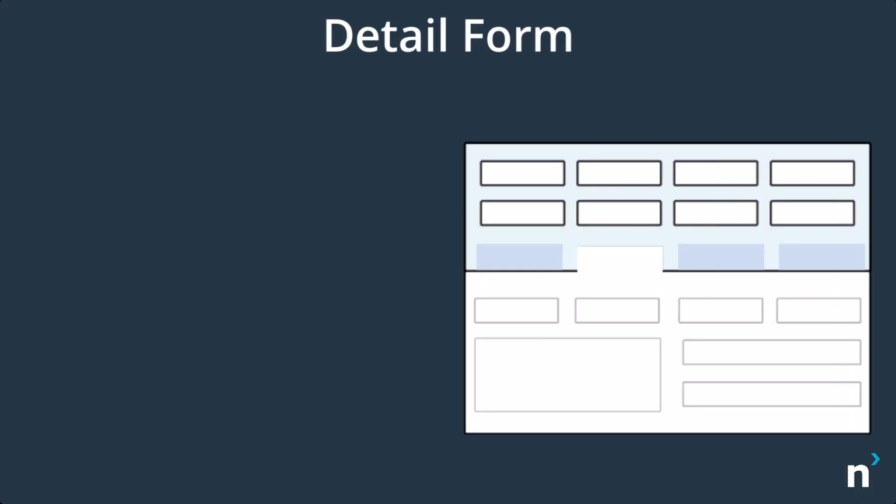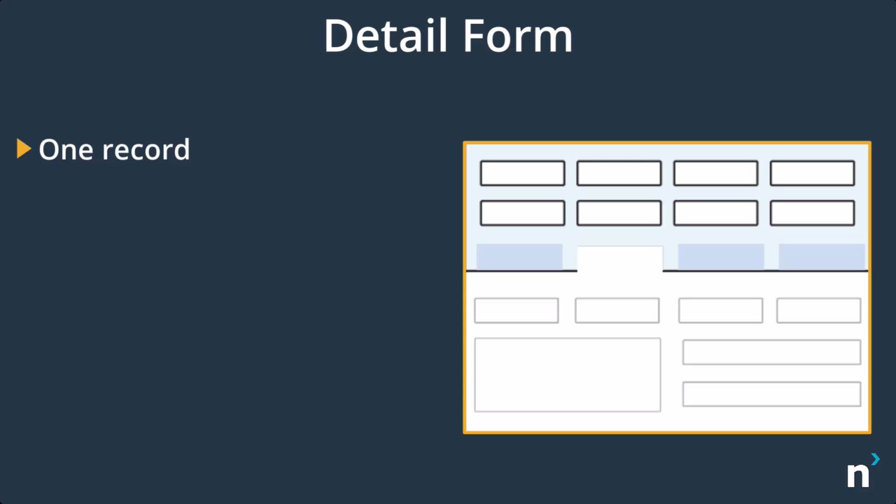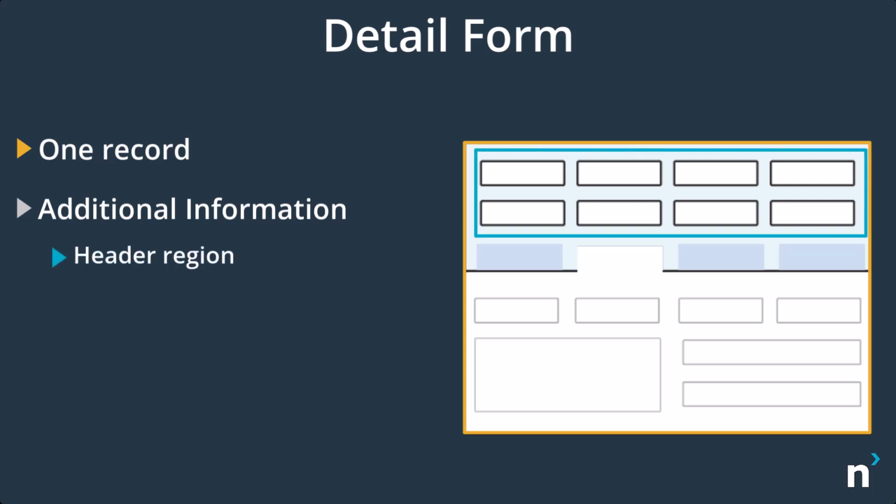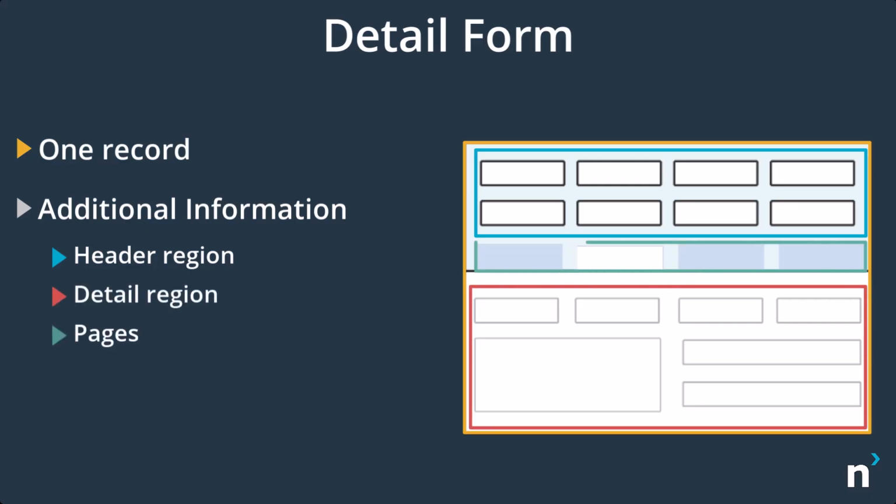Detail forms display the comprehensive information of a single record. Often, this includes additional fields and data that is not visible from the list form. This form contains basic record information in a header region, and the rest of the record content organized into related sections in the detail region pages.